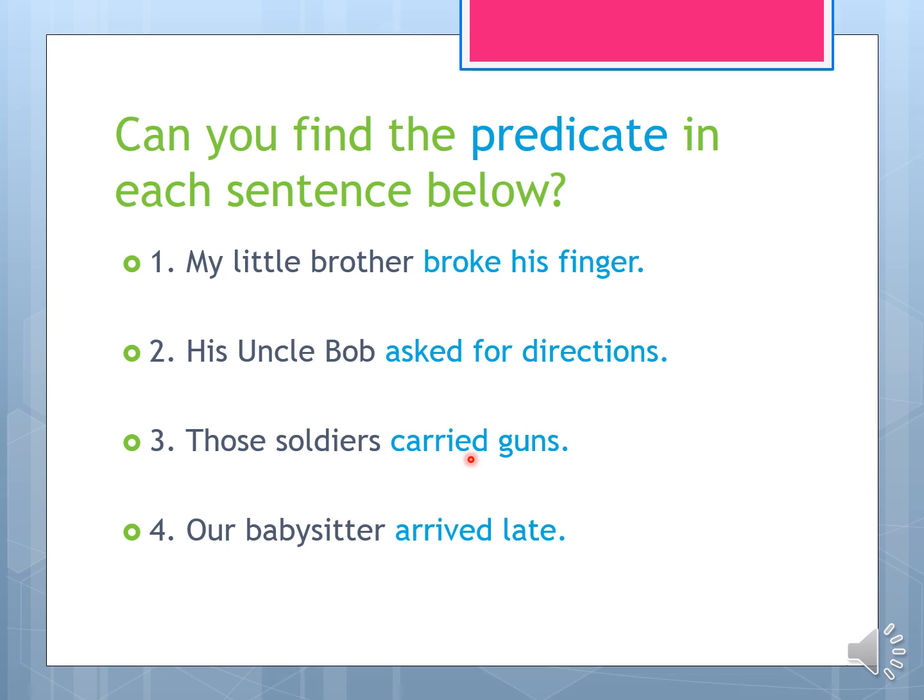And the last one, our babysitter arrived late. The subject here is our babysitter. What are we saying about her? We are saying that she arrived late, and we know that arrived is the verb, and the predicate starts from the verb till the end of the sentence. So arrived late is the predicate, and we are saying that the subject arrived late.